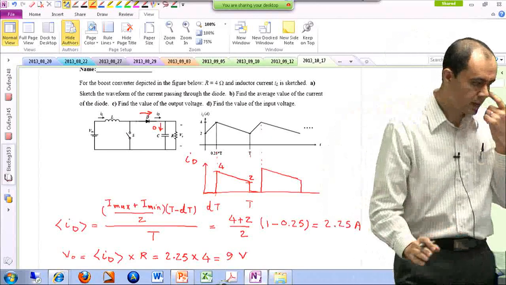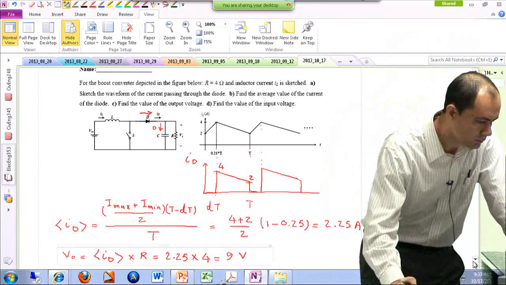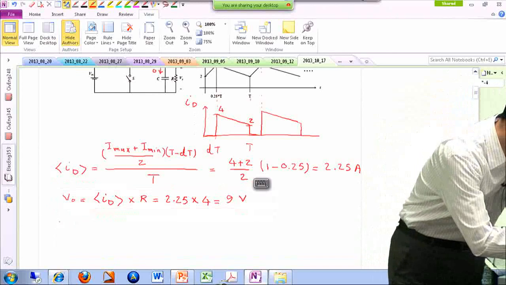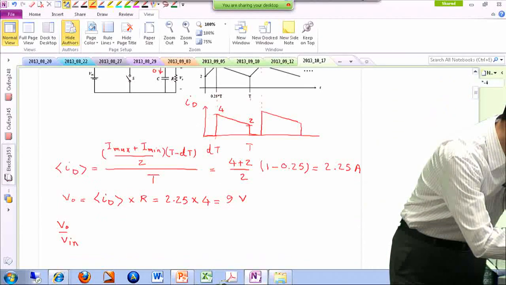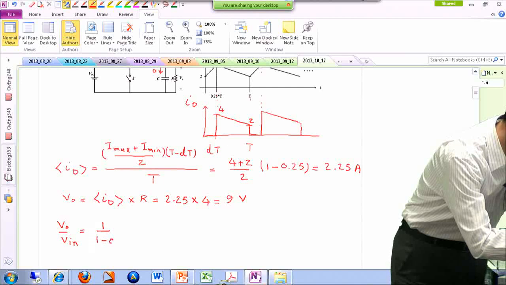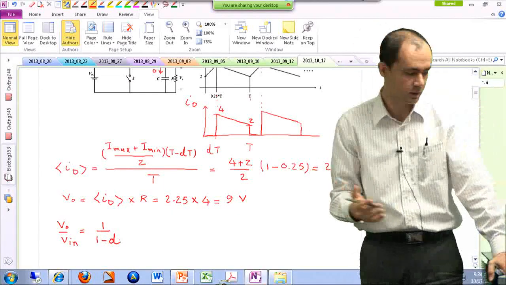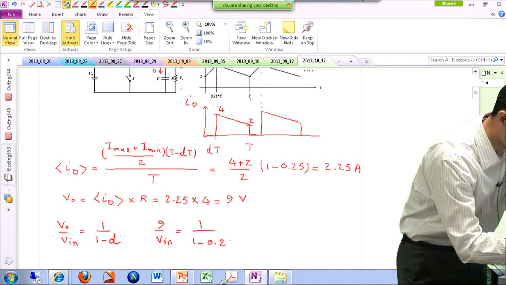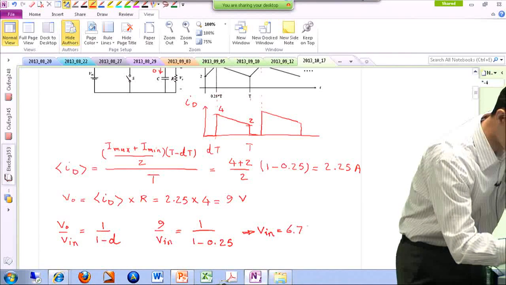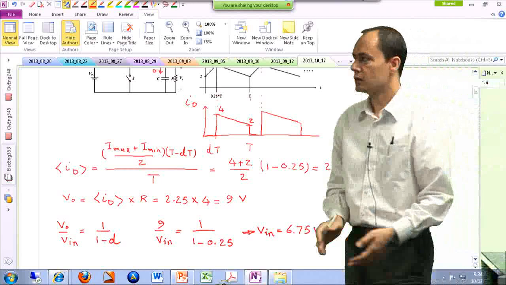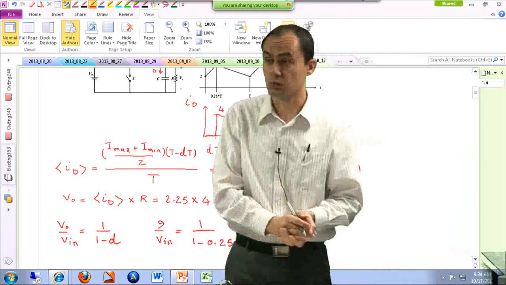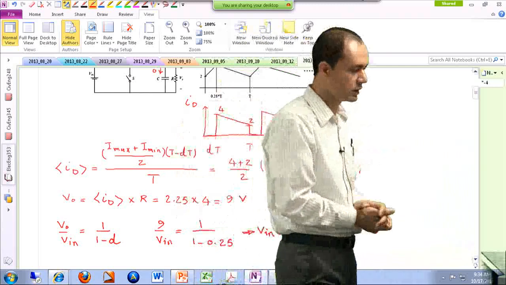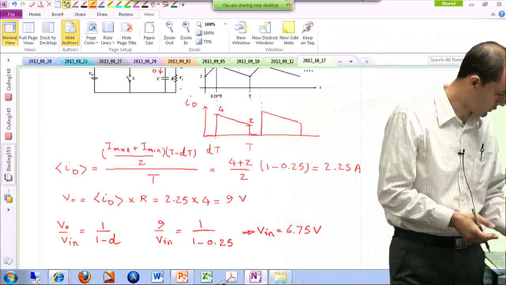Okay? Then find the value of the input voltage. So we know, since this is the boost converter, this equation holds. And we have pretty much everything that we need other than the input voltage that we are trying to find. So 9 over Vin is 1 over 1 minus 0.25. Therefore, Vin is 6.75 volts. Okay. So instantly you have to double check. The input voltage is supposed to be less than the output voltage because this is the boost topology, and it is. And that's all that was asked.